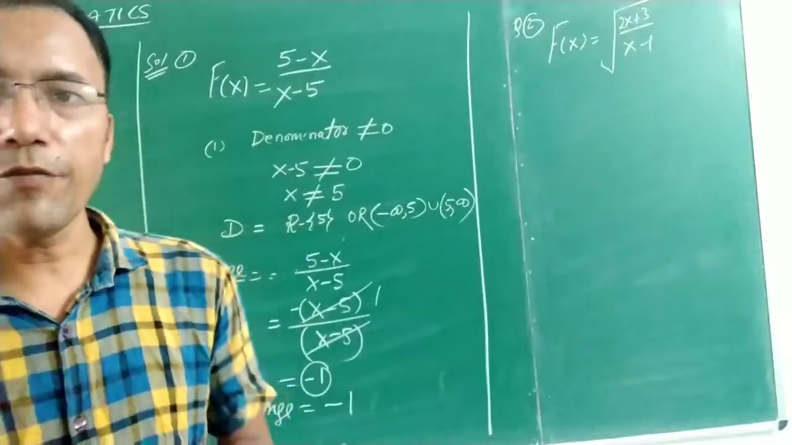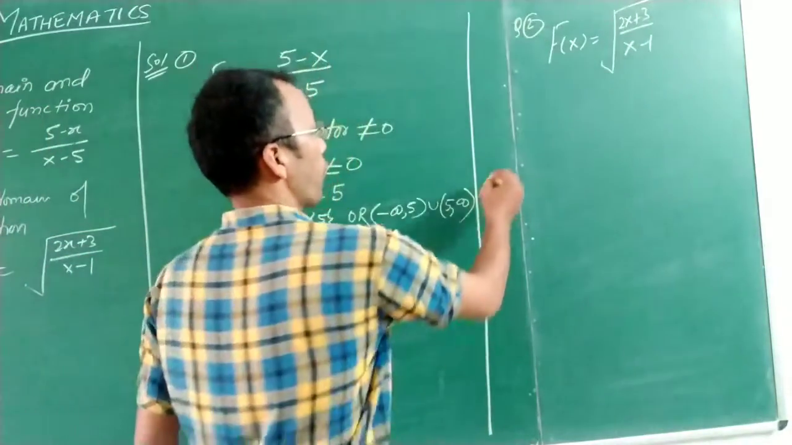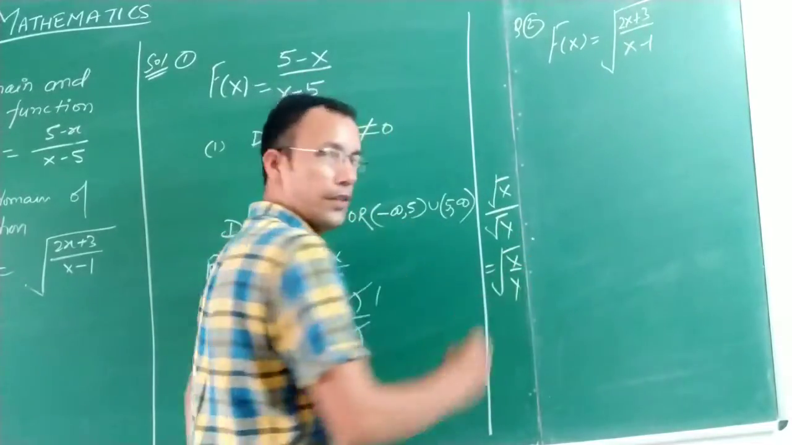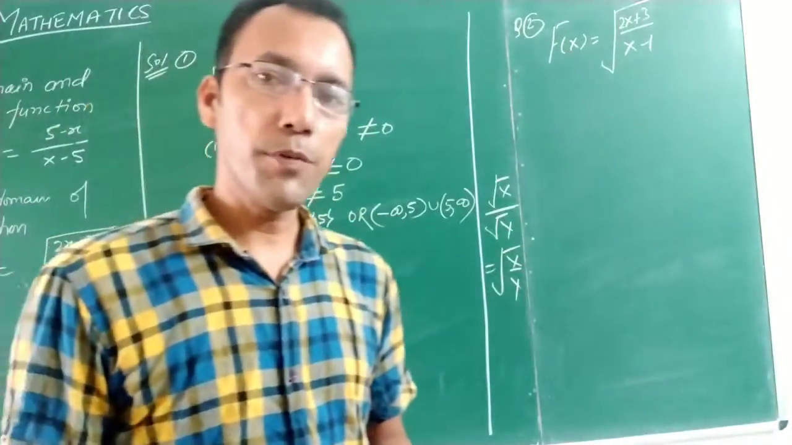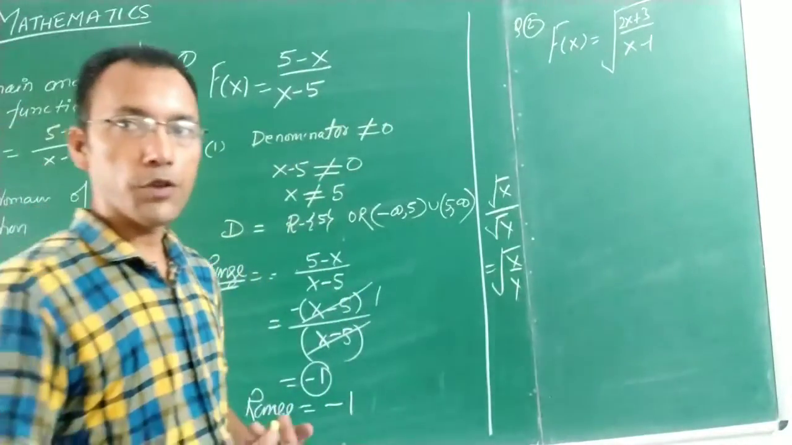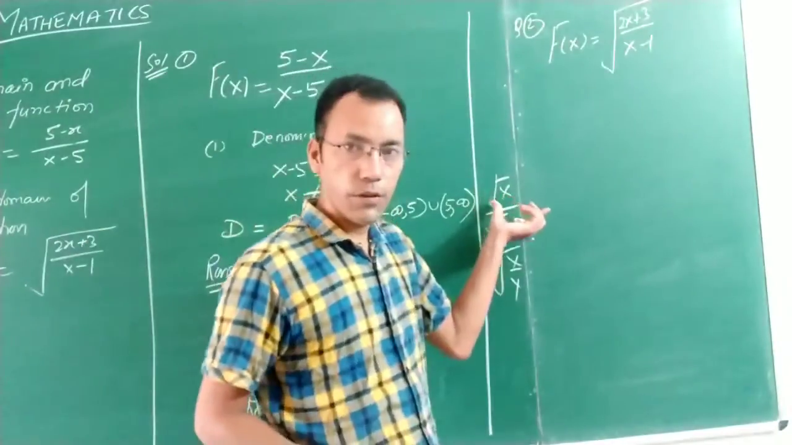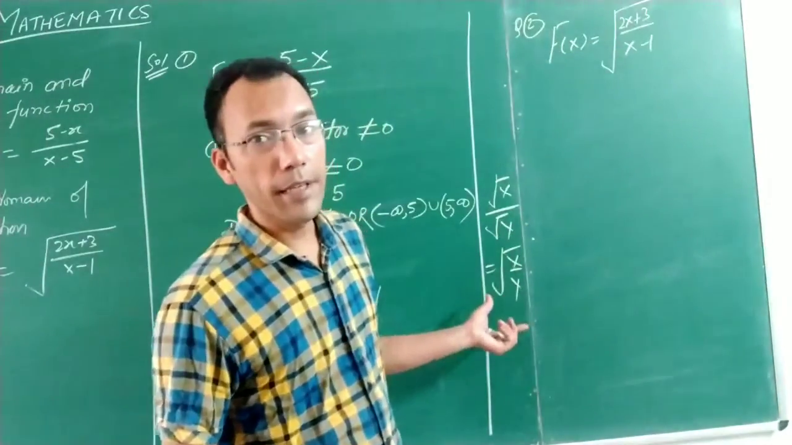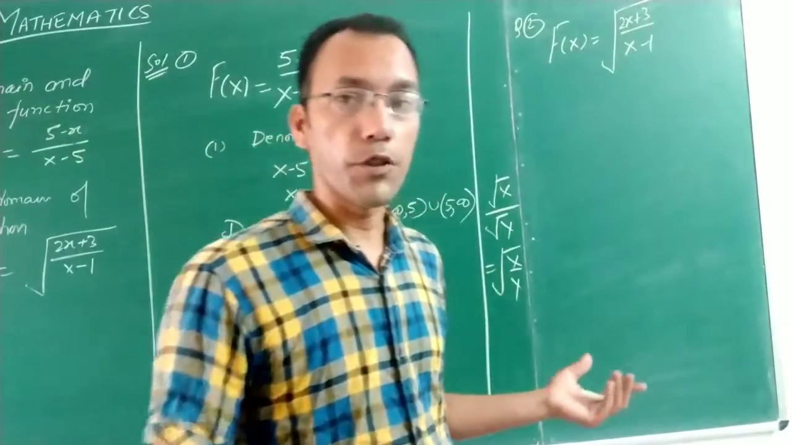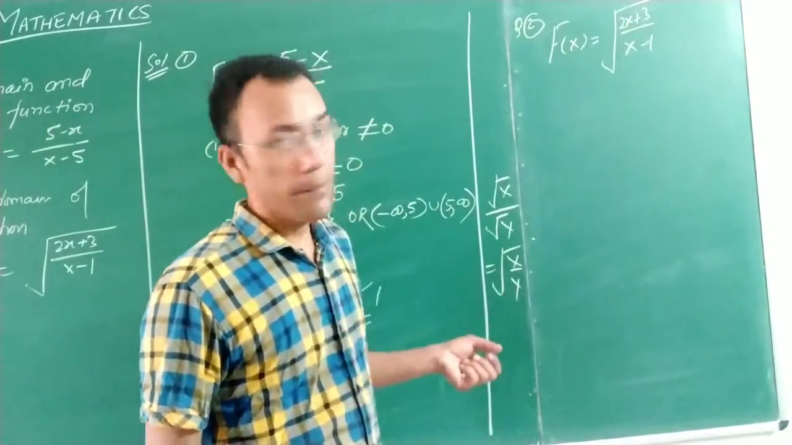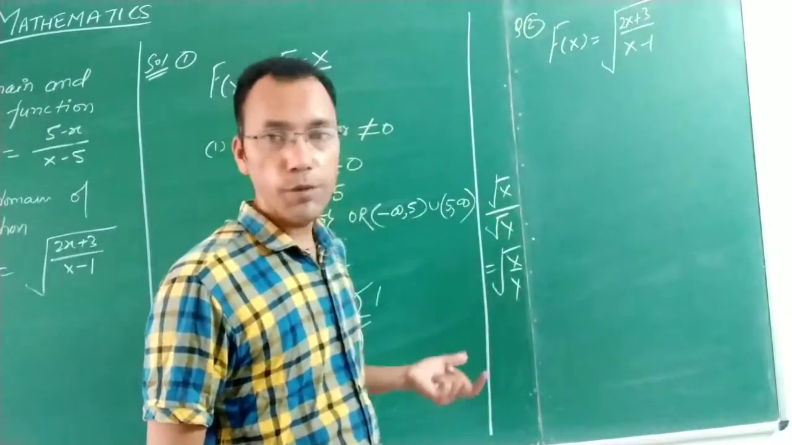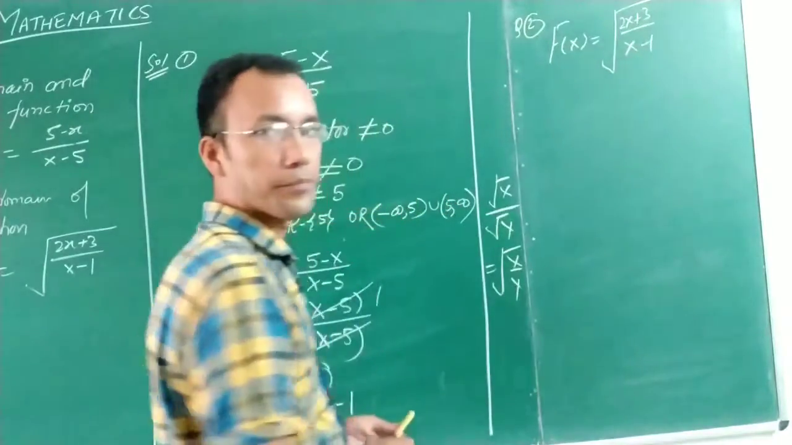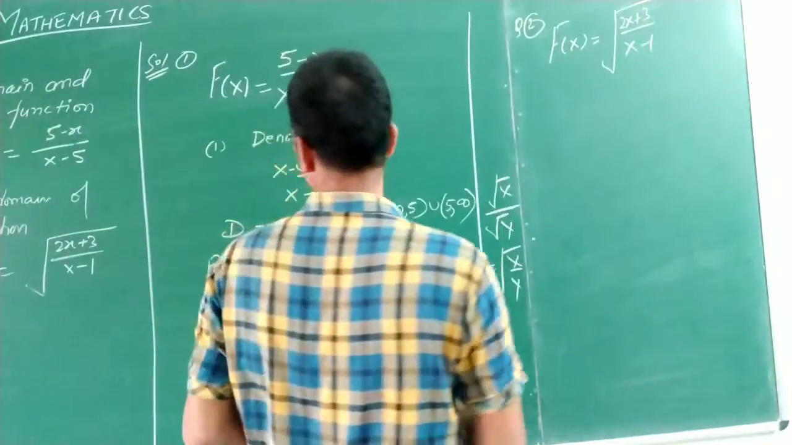We have discussed that if the problem is under root x upon under root y, or under root x upon y, then x must be positive and y also must be positive, so that the answer will be positive. Or if x is negative and y is negative, then the answer will be positive. So here, because it is in a square root, it must be positive. And here we will solve it for the domain only.